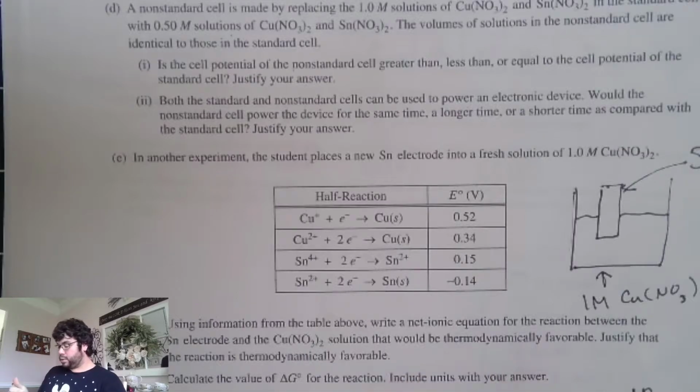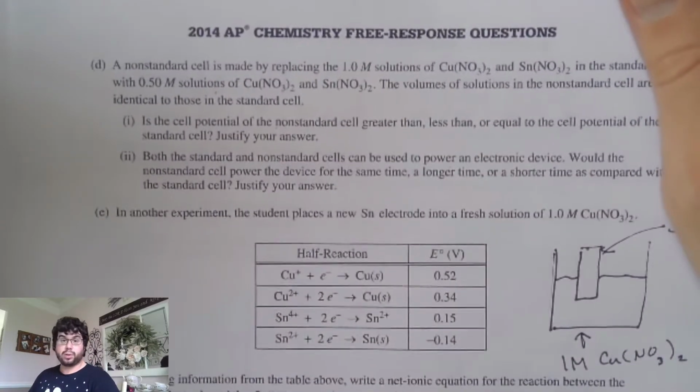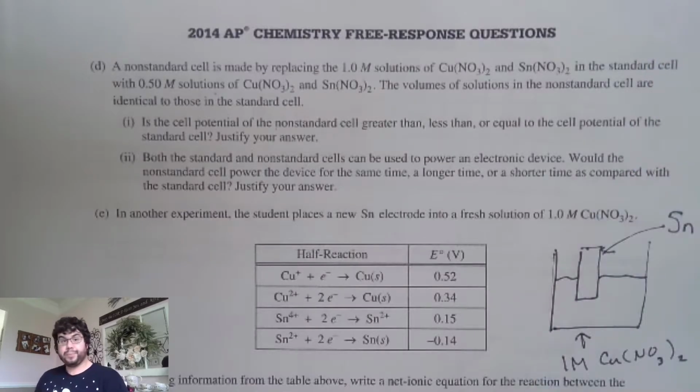The next few questions have to do essentially with the Nernst equation. That's D. A non-standard cell is made by replacing the 1 molar solutions of copper nitrate and tin nitrate in the standard cell with 0.5 molar solutions of copper nitrate and tin nitrate. The volumes of solutions in the non-standard cell are identical to those in the standard cell. Part I, is the cell potential of the non-standard cell greater than, less than, or equal to the cell potential of the standard cell? Explain, justify your answer.